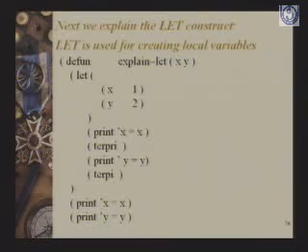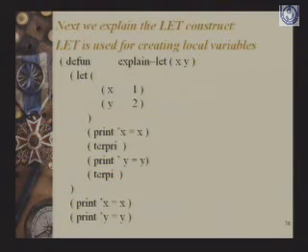Please look at the slide. We are explaining how the let construct is used in defining local variables through an example. So we are defining a function. The name of the function is explain let. This function is for the purpose of explaining how let is used in defining local variables. First of all, there are two variables or parametric values x and y which are used as parameters to the function explain let.